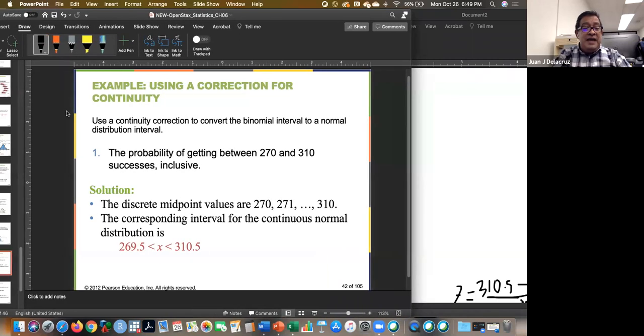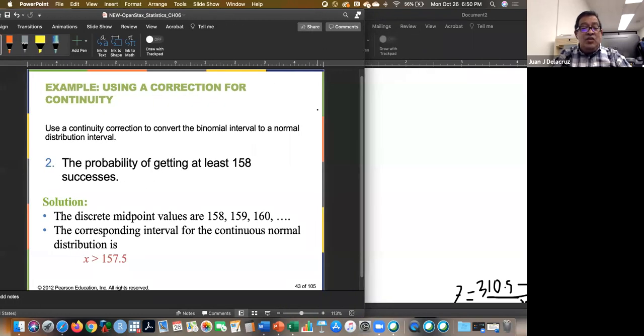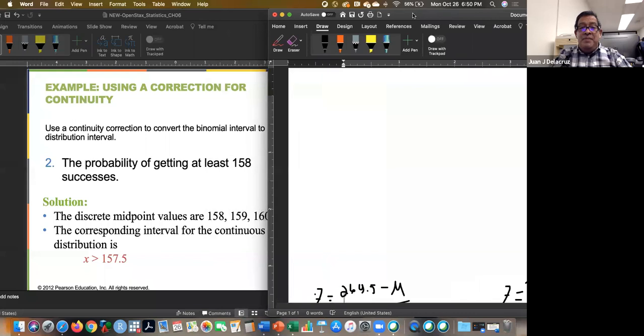What happens if I want to know the probability of getting at least 158? That is a very good question. So the probability that X is at least, remember, greater than or equal to 158. So the question is, what do we do? Do I subtract? Do I add?